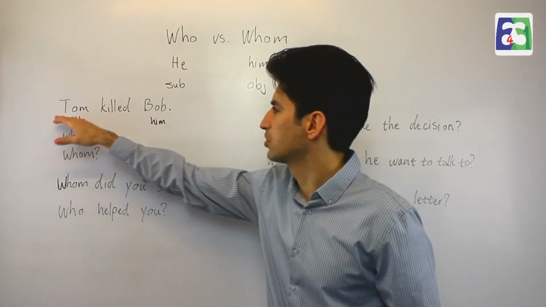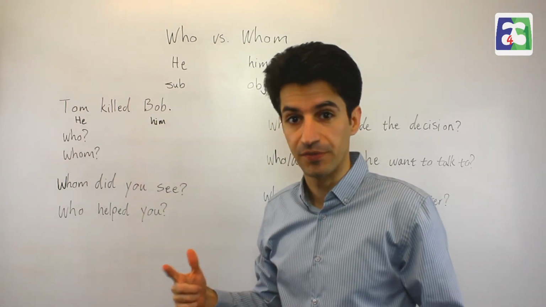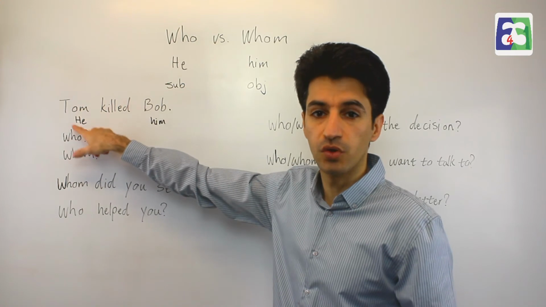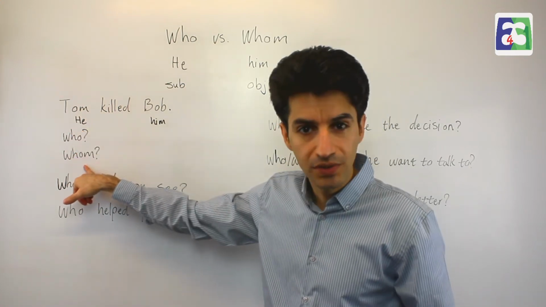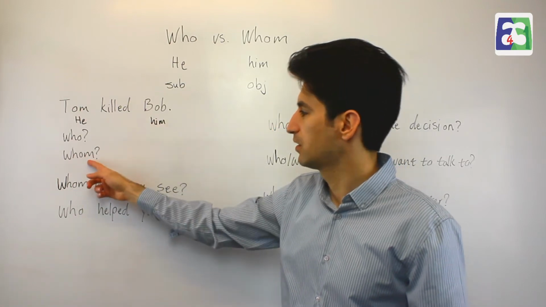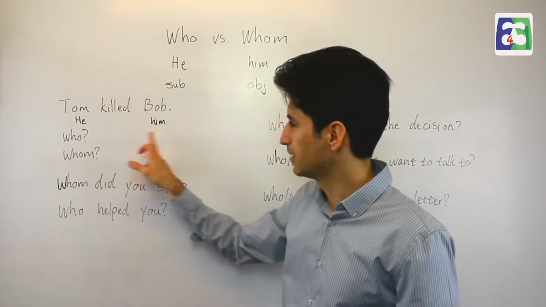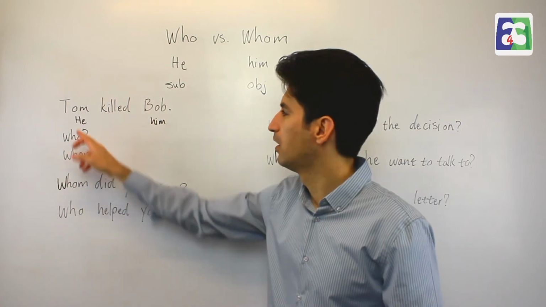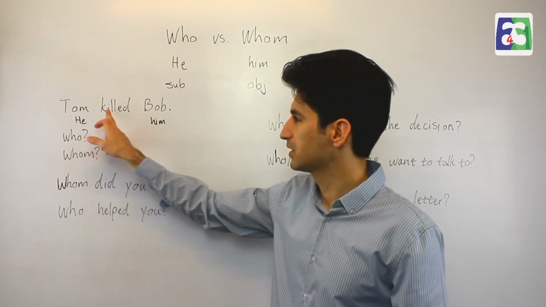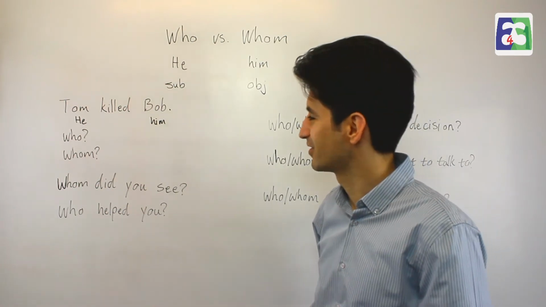Tom killed Bob. Who? And the answer is Tom. This is looking for the doer. Who? Tom or he. Then if I ask whom, the answer is Bob. Whom? I'm looking for the person who is the object of the sentence. I'm looking for him or Bob. So whom killed, which one? Bob. Who killed? Tom. This is about the doer, this is about the object or receiver of the action.